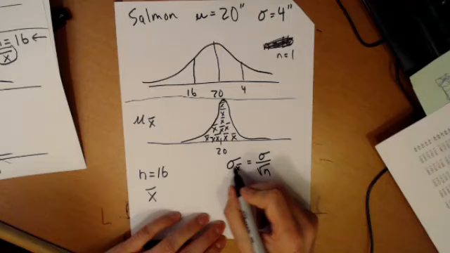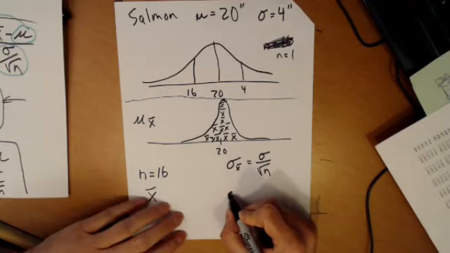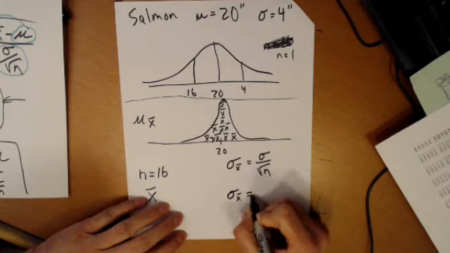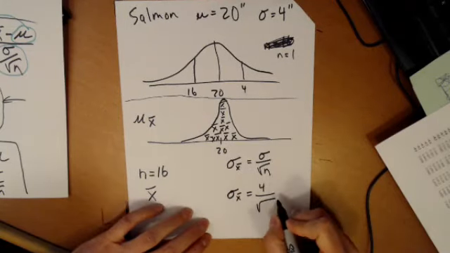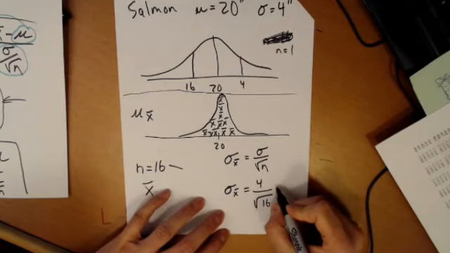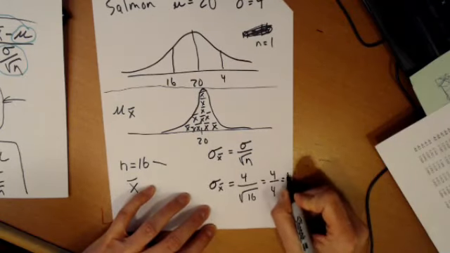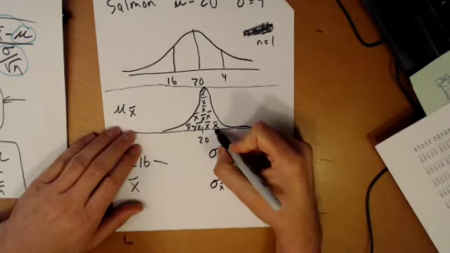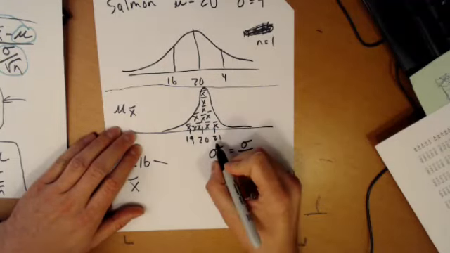So our new standard deviation, what did we call it earlier? Standard error of the mean, is just going to be sigma, we said, is 4, over the square root of sample size, which was 16. So that's going to give us 4 over 4, which is 1. So you see how everything is basically between 19 and 21.